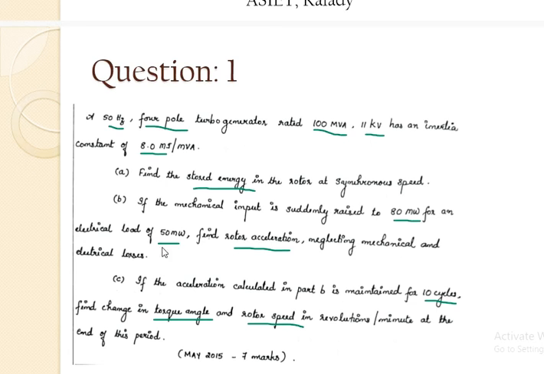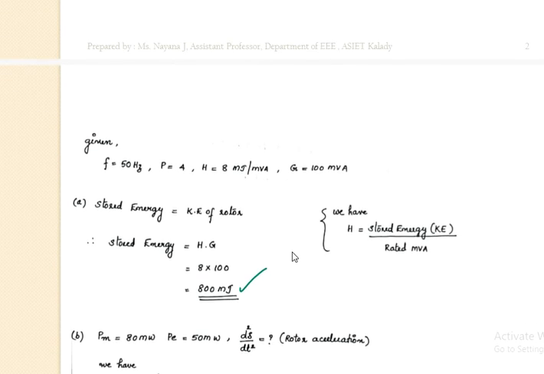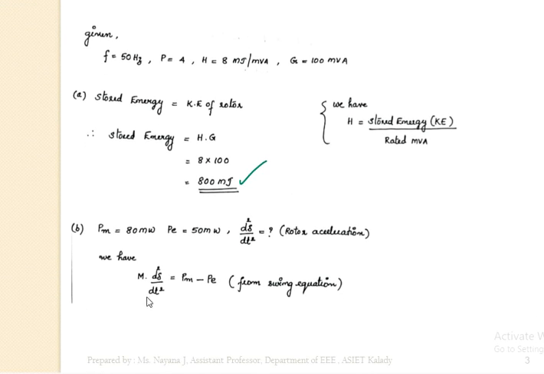So, neglecting mechanical losses, here you are given PM, you are given PE, and you are asked to calculate d square delta by dt square. Is there any relation which relates d square delta by dt square, PM and PE? Yes, our swing equation. Our swing equation was M into d square delta by dt square is equal to Pm minus Pe, or H by pi f into d square delta by dt square is equal to Pm minus Pe.